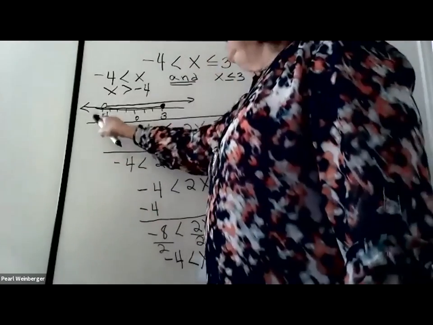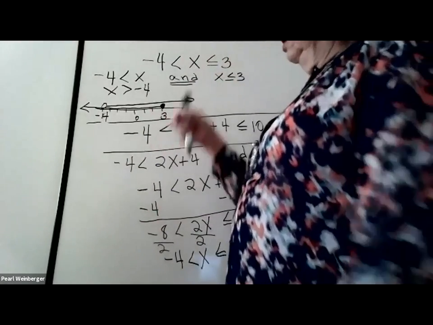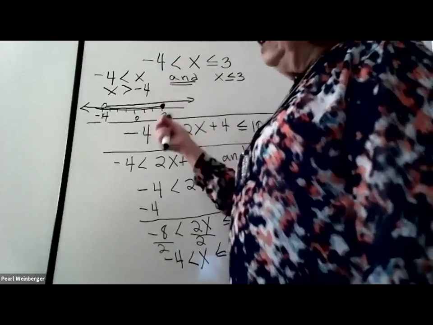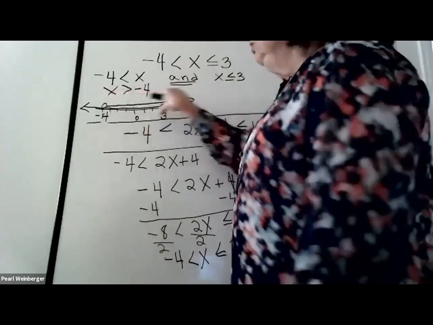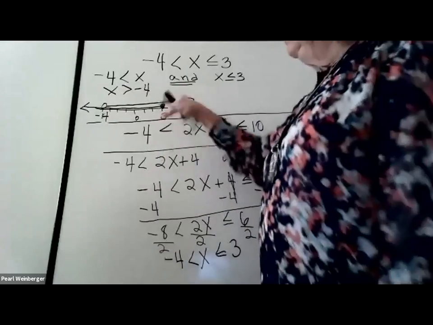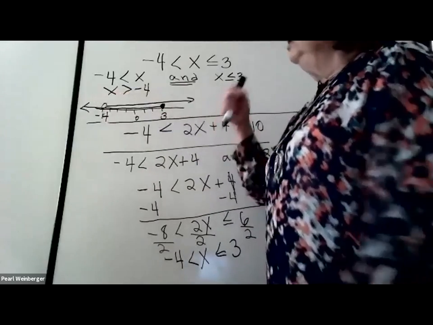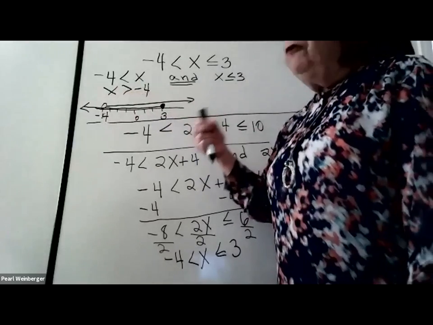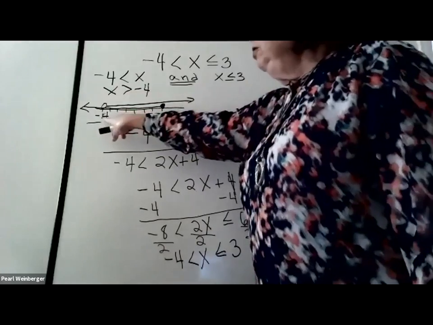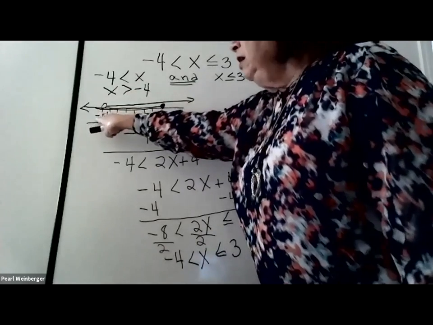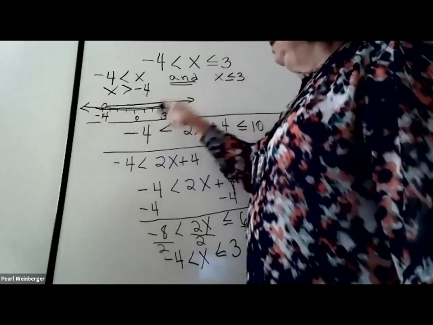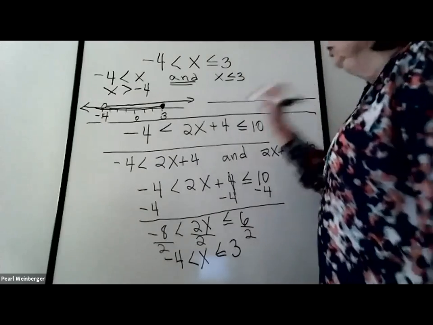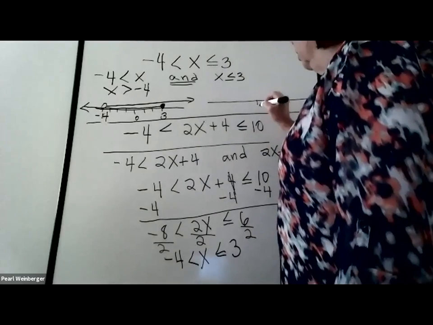And now my arrow is going to be going to the left. Now, since this is an "and" situation, it has to be both at the same time. In other words, what we're looking for is where these two inequalities, these two number lines, overlap. And they overlap in the section starting from -4 and going to 3. So this is really what the number line is going to look like.